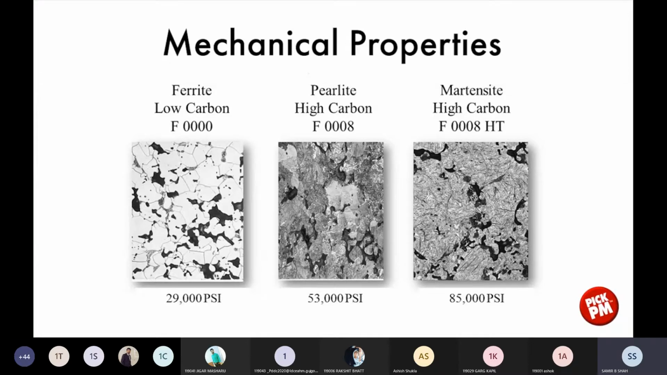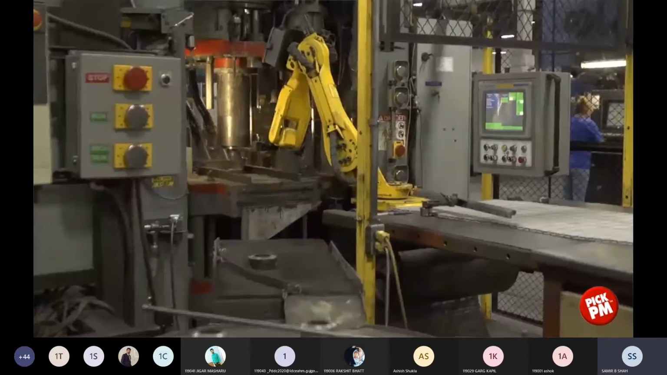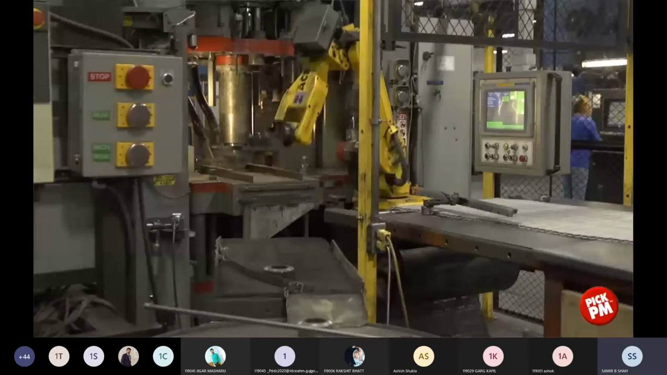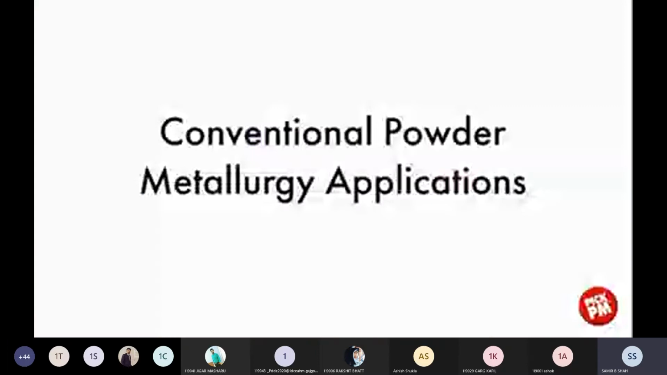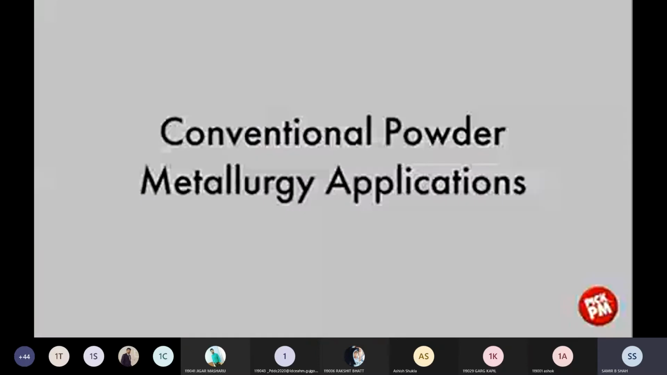These materials are all processed at the same density, but just produce different microstructures. And you can see how the properties improve. Compaction develops the area of the particle-to-particle bond. Sintering welds the powder particles together, and the alloy composition and heat treatment determine the strength of the particles. Let's take a look at some PM applications.